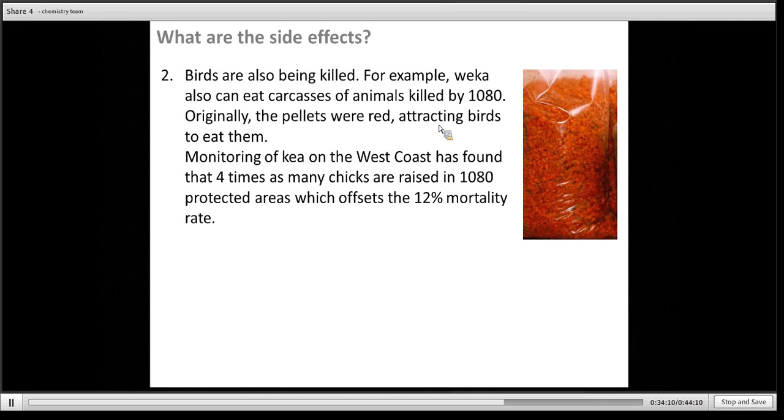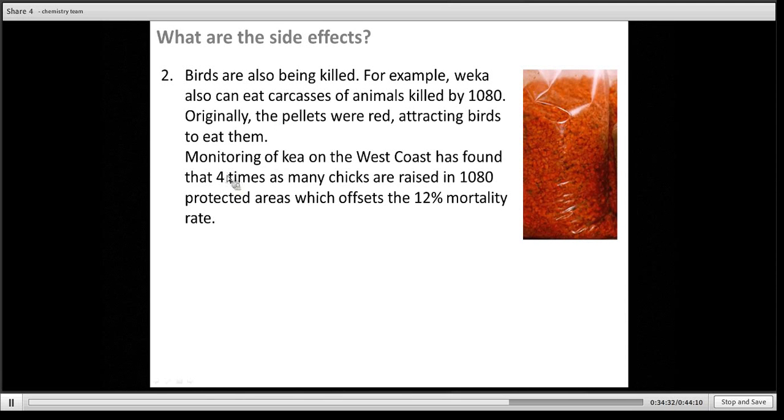So Weka, for instance, would be attracted to the pellets. They'd also be attracted to the carcasses of the animals killed. So any dead rats, they would come along and go, oh, lovely, yummy food, and would also be killed by that. And so there is a bit of biokill of this.